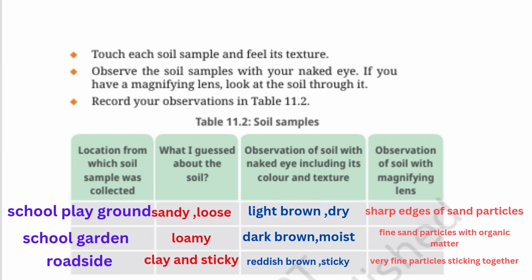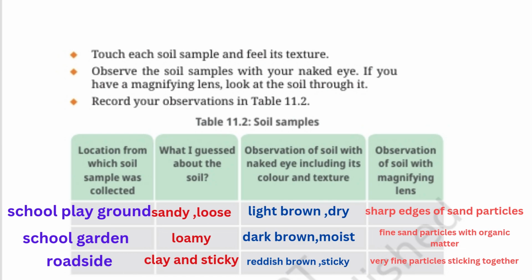The first column is the location from which the soil sample was collected: the school playground, school garden and a roadside. Next, what I guess about the soil. For the school playground, my guess is that it is sandy and loose. Observation with the naked eye, including color and texture: it is light brown in color and the texture is dry. Observation with a magnifying glass: sharp edges of sand particles.